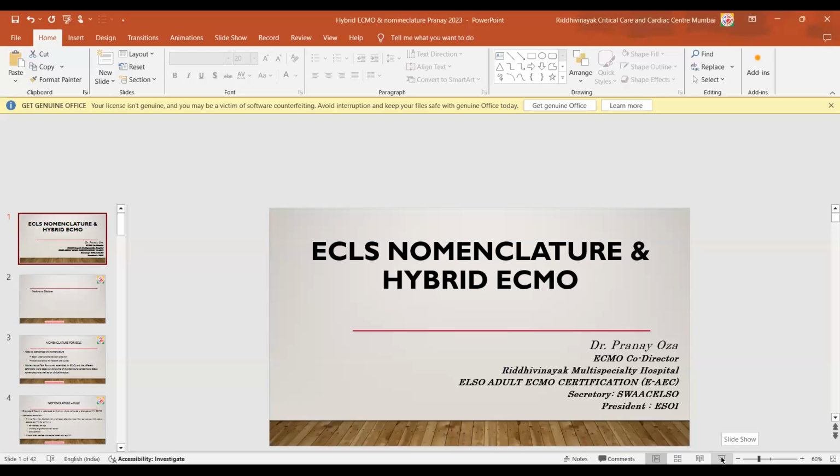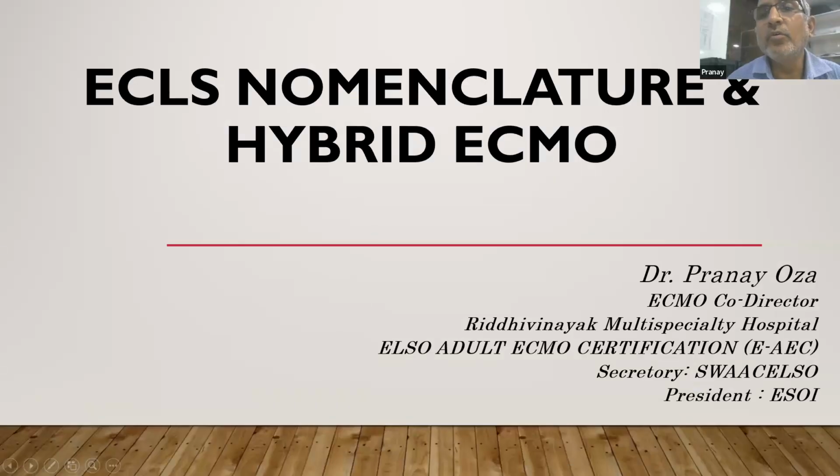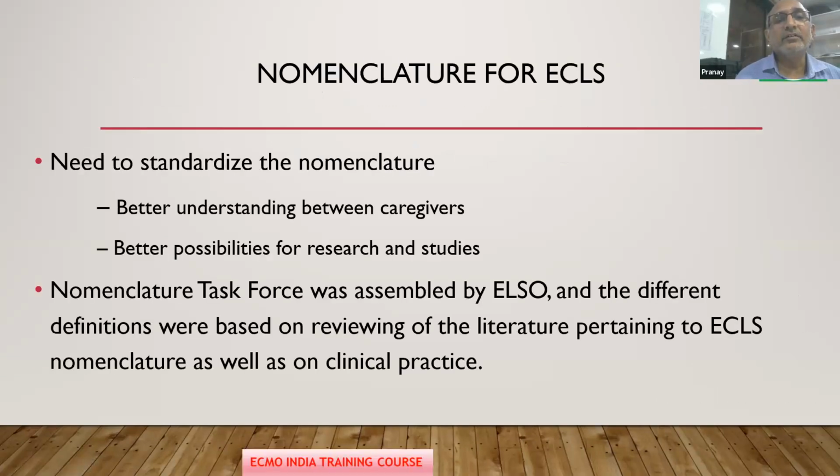So after understanding the basic VA and VV ECMO, we go to the bit more complex hybrid ECMO. But before going to the talk on hybrid ECMO, I'll just go through how the nomenclature of ECLS has been done. You know that nomenclature is definitely essential for making it standardized, and for literature and research purposes, you require a standardization of the nomenclature.